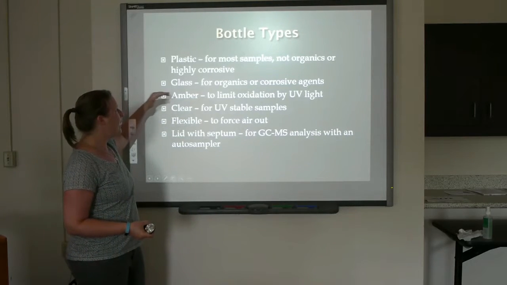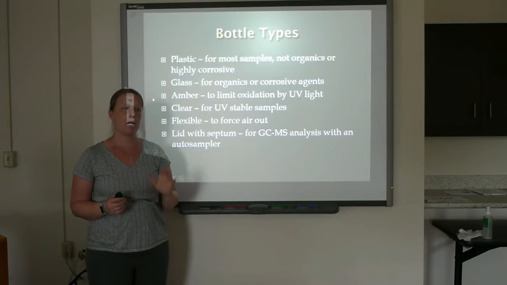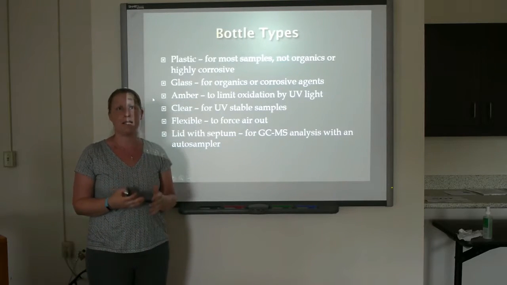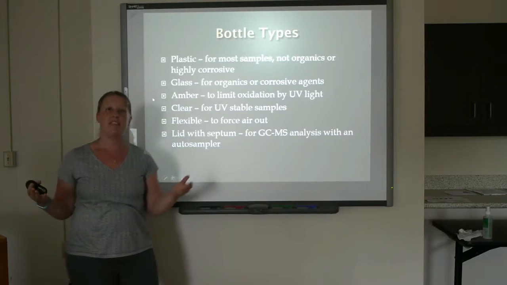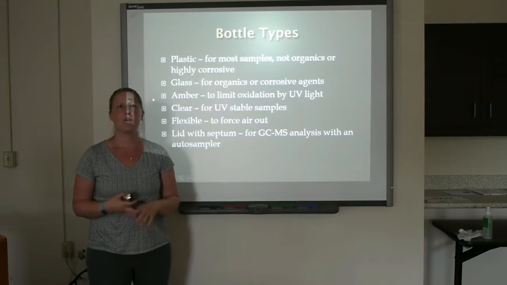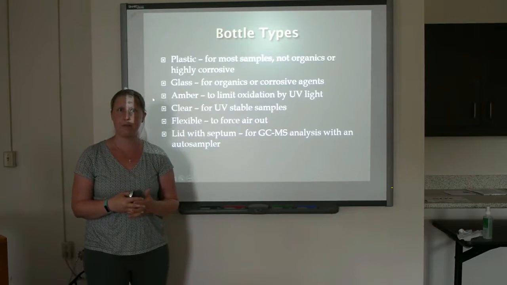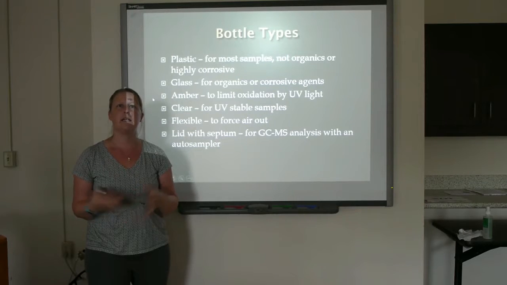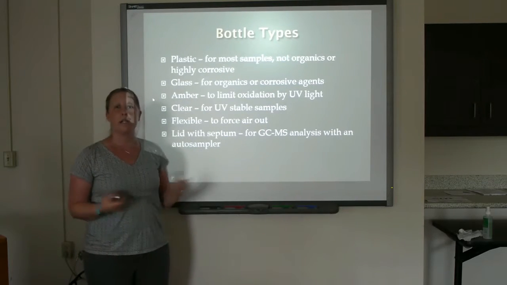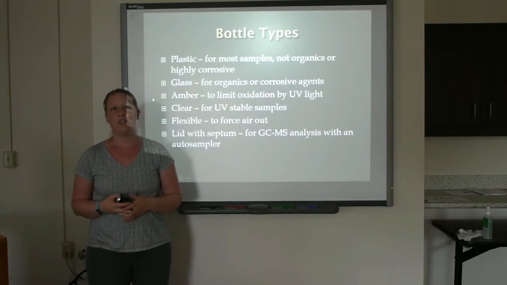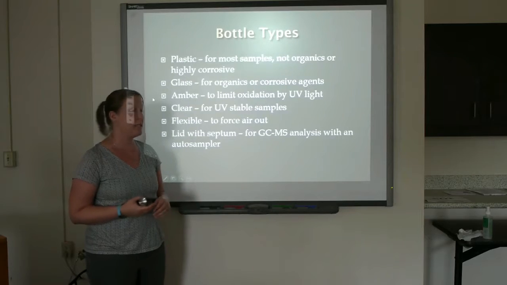We can also have either amber or clear bottles. Our amber bottles are tinted brown essentially, and those are meant to limit UV light penetration. UV is an oxidizer, so if we have a sample where we're trying to limit oxidation, we'll use an amber bottle to limit penetration of UV light into it. We'll use clear bottles for things that are stable in UV light, so things where we're not worried about the oxidation state of what's in the bottle.